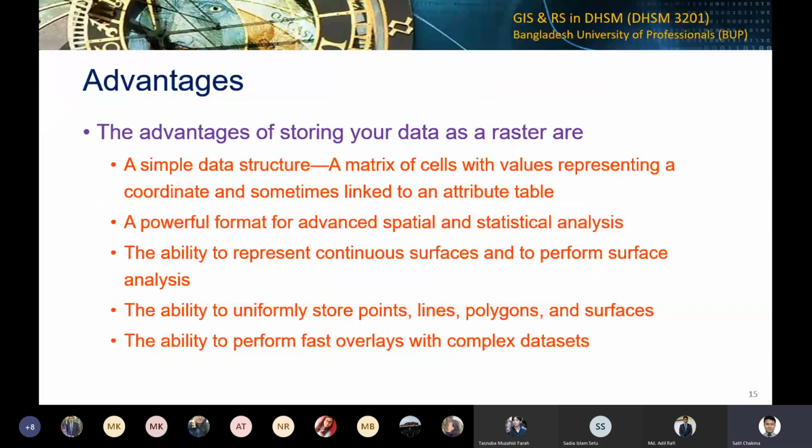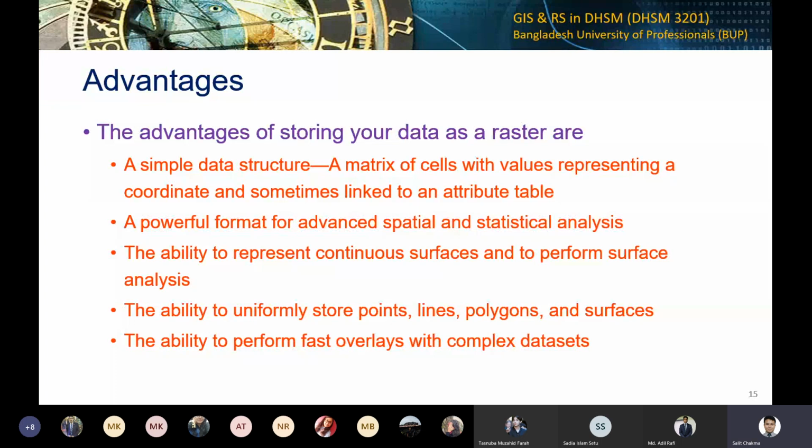Okay, so advantages. There are a few advantages. Since it's a matrix of cells, it's really a simple data structure. There is nothing complex. There are no differences between cell to cell other than the values. So from one cell to another cell, only the values are changing. The structure of the cells is not changing.